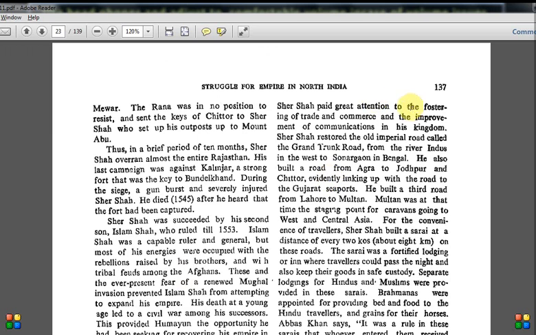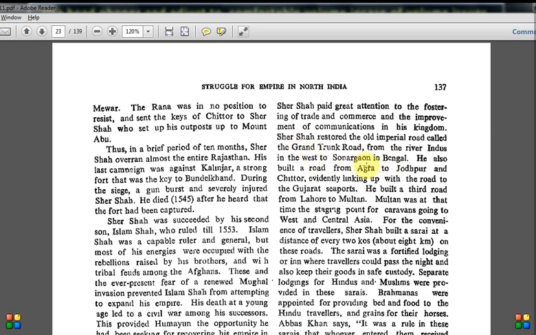Sher Shah paid great attention to the fostering of trade and commerce and the improvement of communication in his kingdom. Sher Shah restored the old imperial road called the Grand Trunk Road. That you should know. Grand Trunk Road, from the river Indus in the west to Sonargaon in Bengal. Now you can tell like this, Amritsar region to Kolkata region. That long, like east to west.